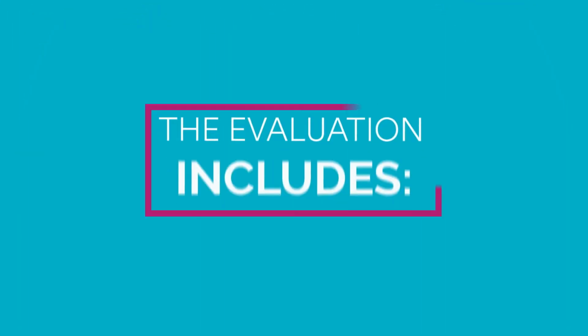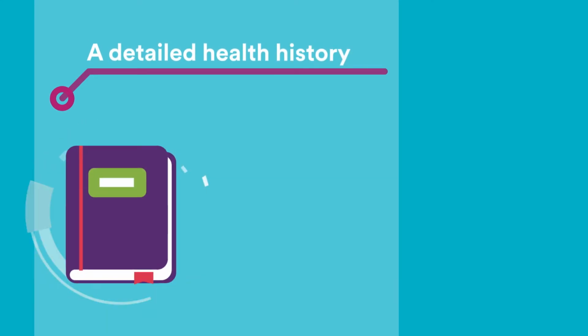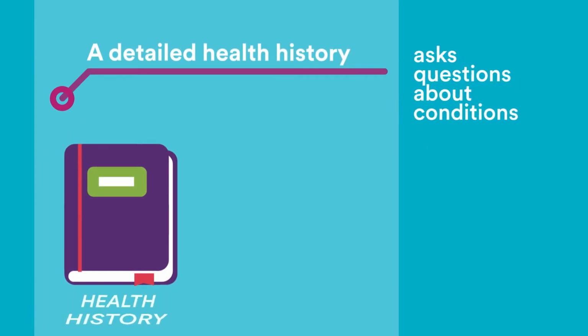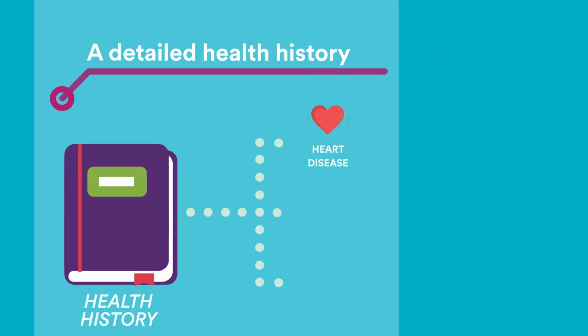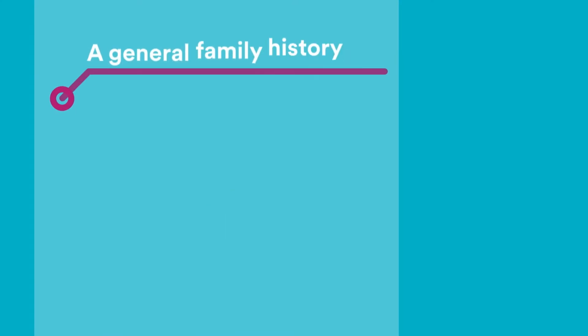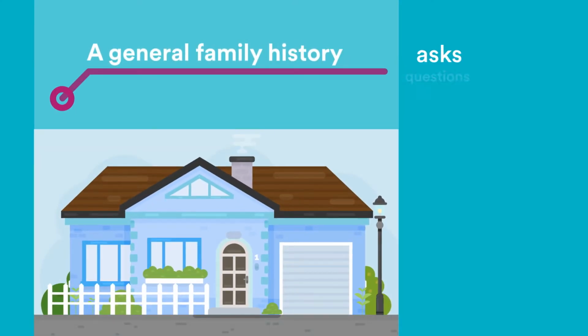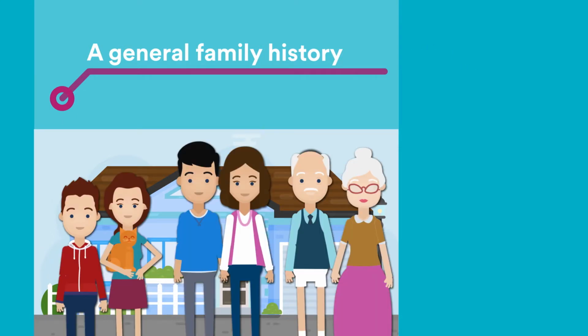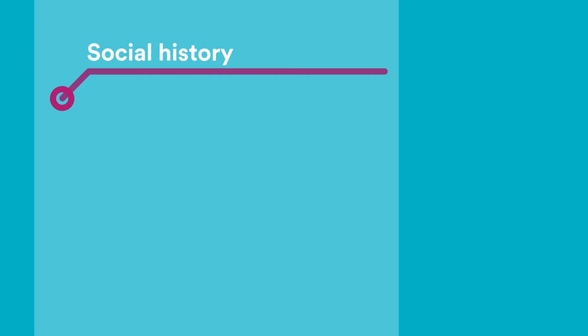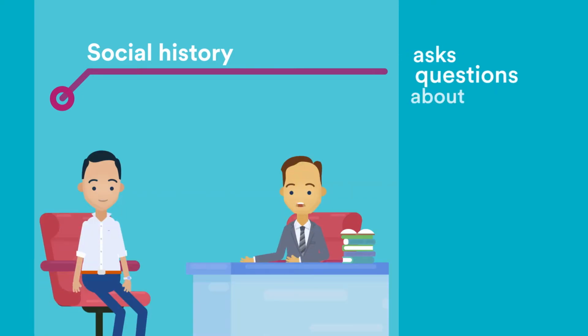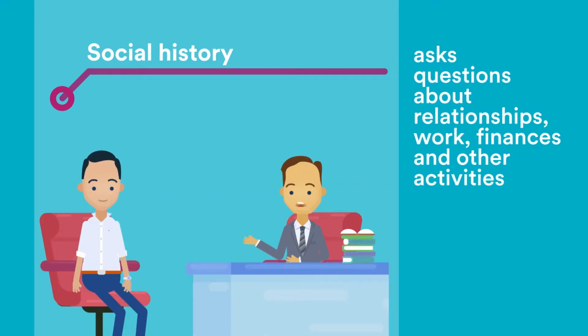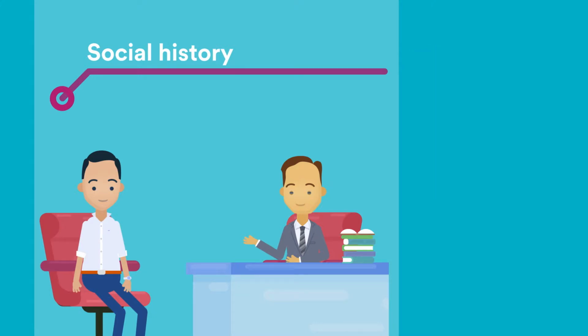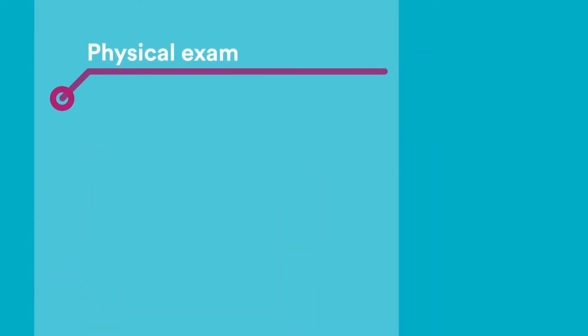The live kidney donor evaluation includes the following: a detailed health history. A health history asks questions about conditions you may have, like heart disease, cancer, or medication you take. A general family history. Similar to your own health, you will be asked about the health of siblings, parents, and grandparents. Social history. You will meet with a transplant social worker who will ask you questions about your relationships, work, finances, and other activities.